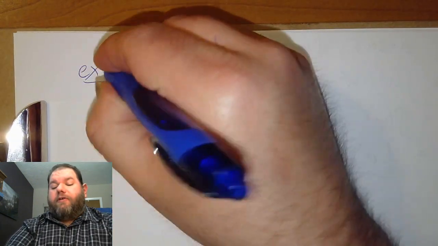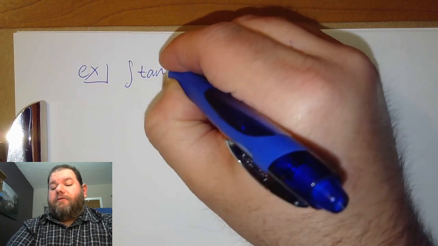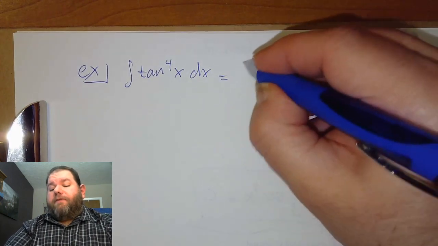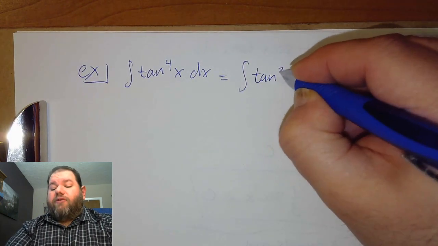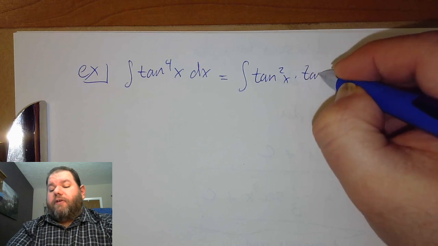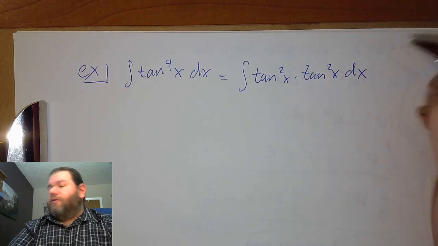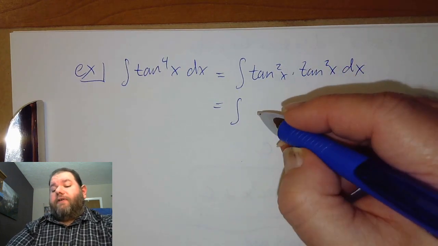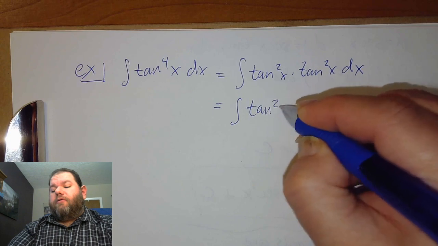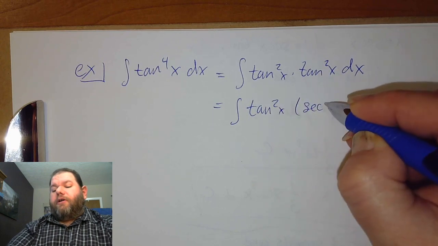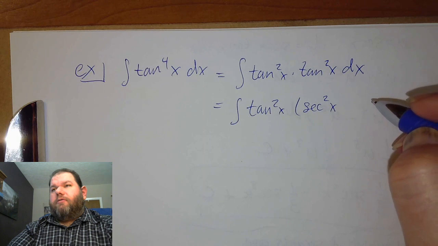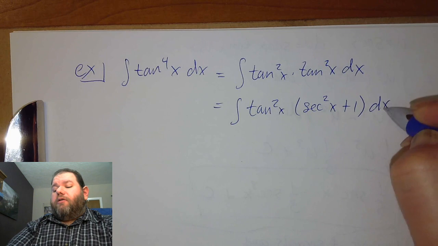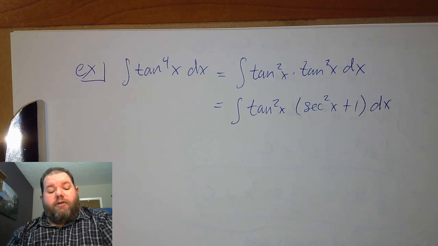But I just want you to consider this example. And like I said, my first thought would be let's take tangent squared x times tangent squared x. Change one of the tangent squared x's into secant squared x, I guess would be plus 1. Yeah. We want to make sure we use the correct identities there.